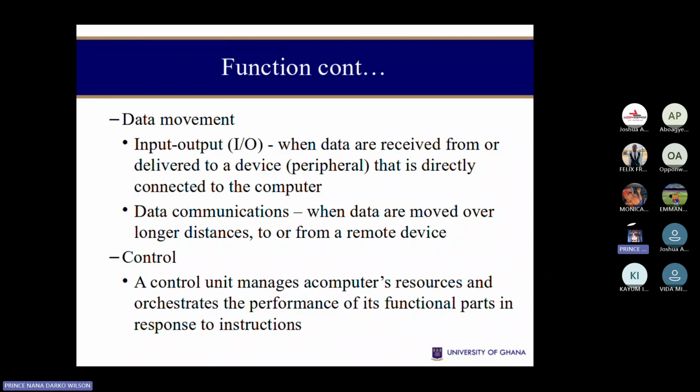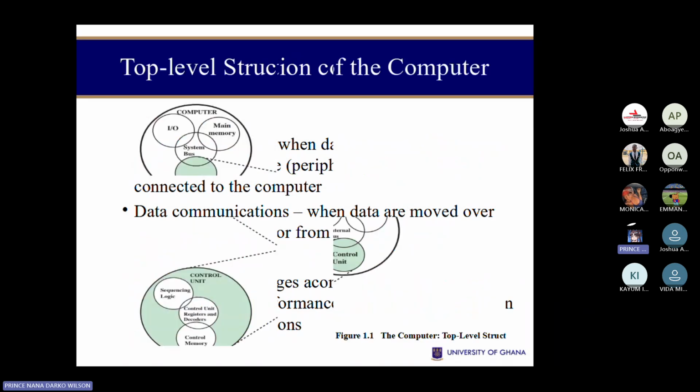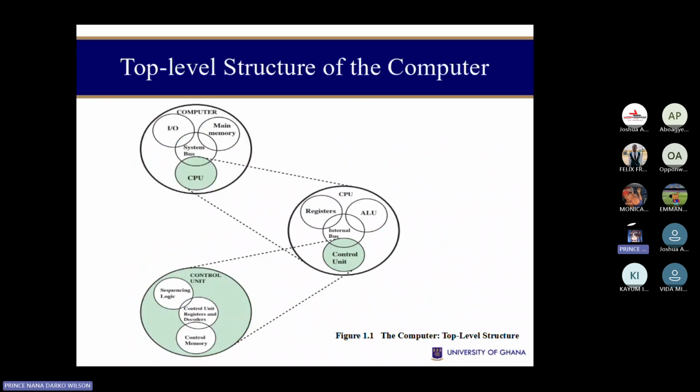All right, so move. And then remember, the data communication is when you are moving the data over distances. Longer, even if shorter, it is still communication to or from a remote device. And then the control unit manages, as I mentioned, computer resources and orchestrates the performance of its functional parts in response to instructions. The director. All right. So now here's a top level structure of the computer. So we talked about the hierarchies.